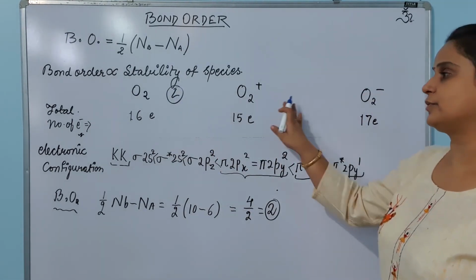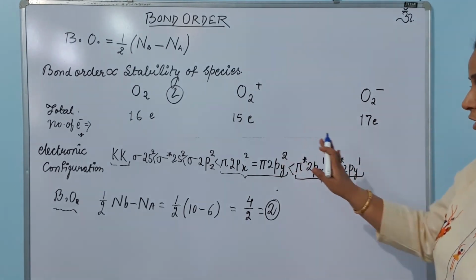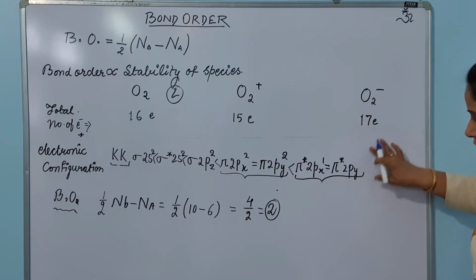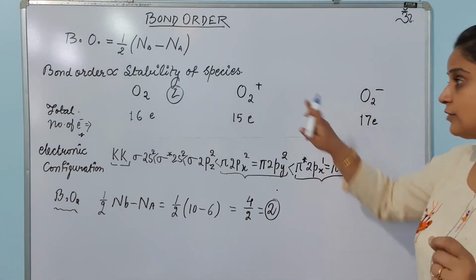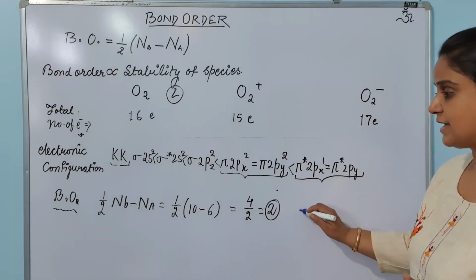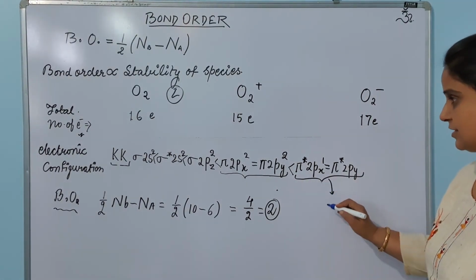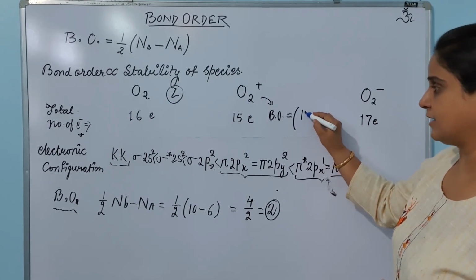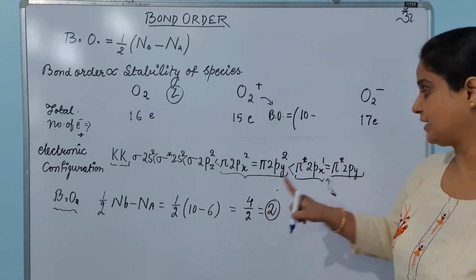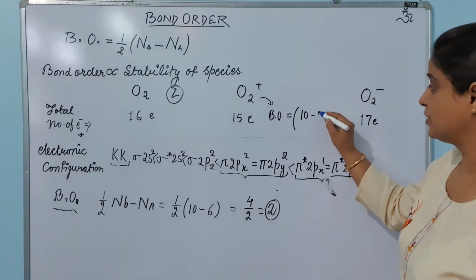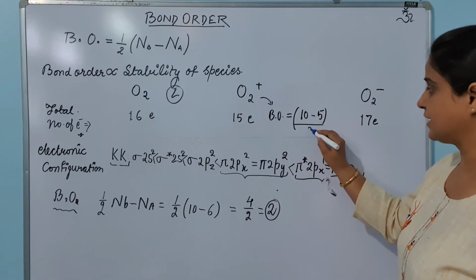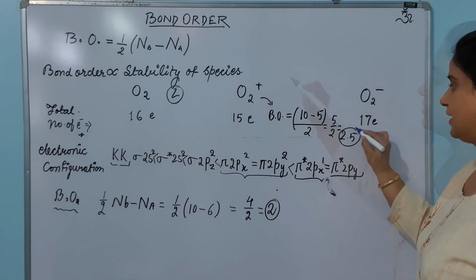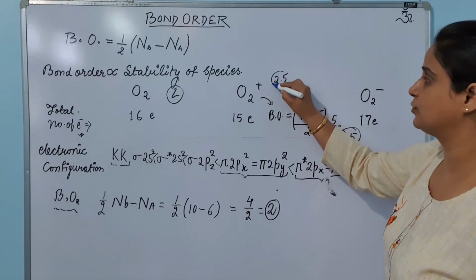Now calculate the bond order for the O2 plus molecule. So what will happen here? One electron is already removed. So can I do this? I am removing one electron from this species. So now what will be the bond order of this species? The total number of bonding electrons we are not changing, that is 10. We are changing the anti-bonding molecular orbitals. I have removed one electron from the anti-bonding, so it becomes 10 minus 5, divided by 2. So it becomes 5 by 2, and it is 2.5. So the bond order of it is 2.5.